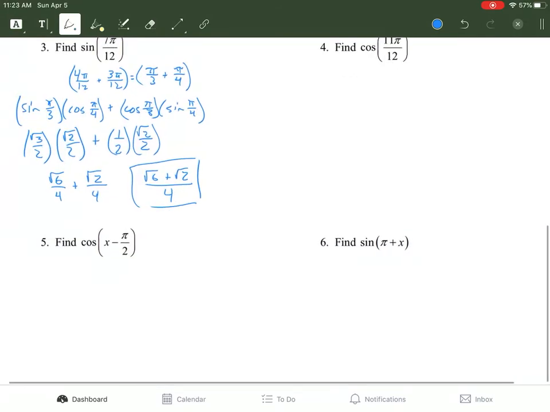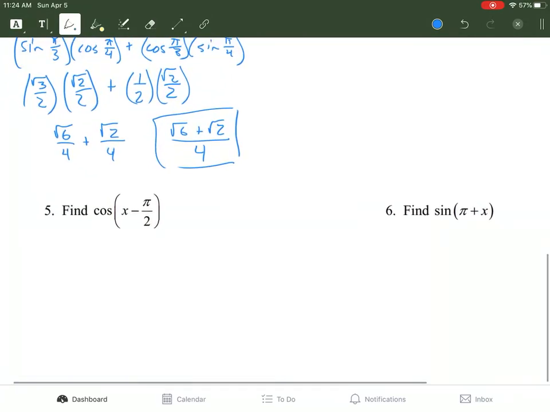Number 5, okay, we're dealing with cosine of x minus pi over 2. And now you're thinking, well, I don't know what x is. Well, you're right, you don't know what x is. So don't actually think about it. If we don't know what x is, you're going to put these values into one of the formulas on its own and see what you come up with.